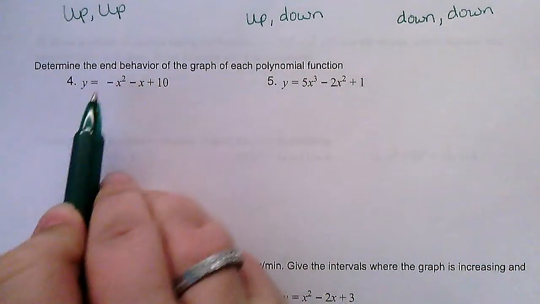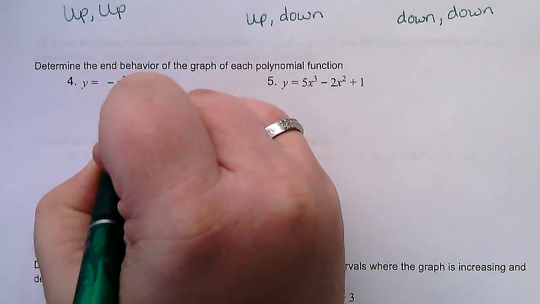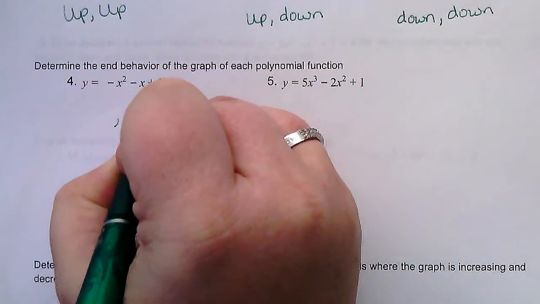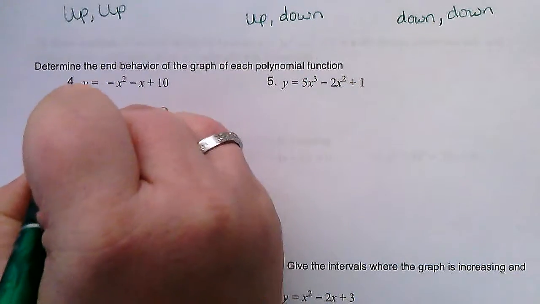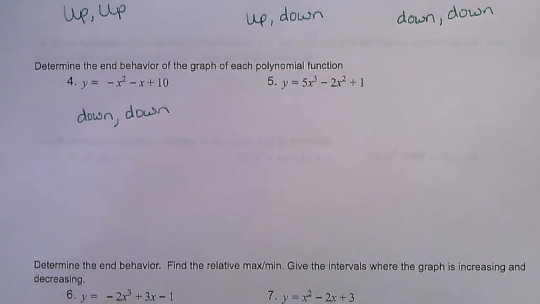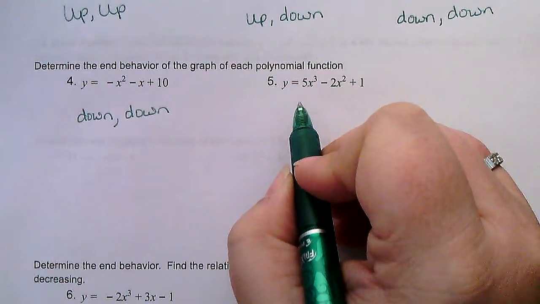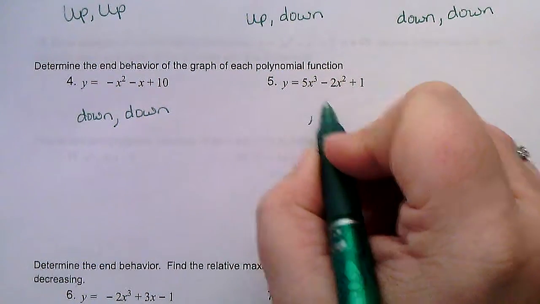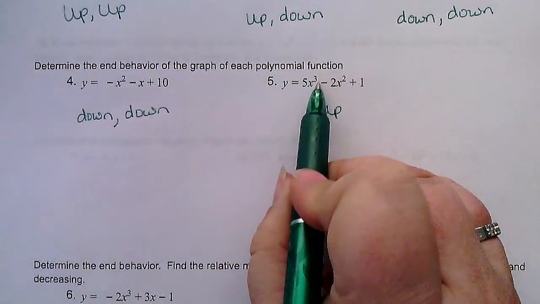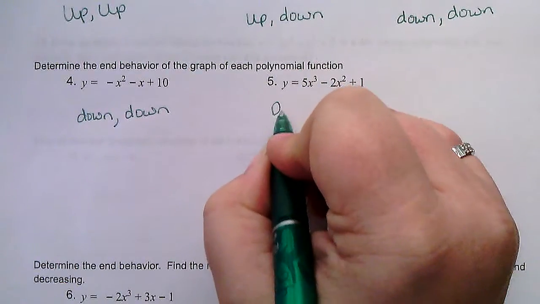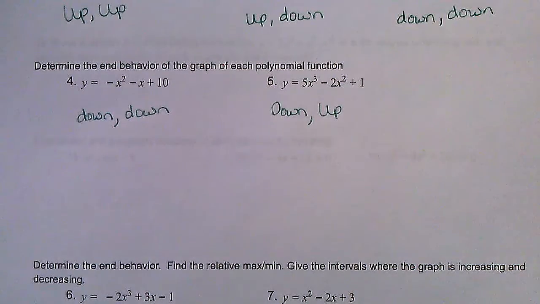So this one has a what kind of coefficient? Negative. So that means our second word is down. And it has an even degree. So our first word, does it match or is it the opposite? It matches. And then you could double check your chart to make sure I'm right. Okay, how about on this one? It's positive. So our second word is going to be up. And my degree is odd. So the first word is going to be down. And I don't know why I didn't capitalize these and I did capitalize those, whatever.